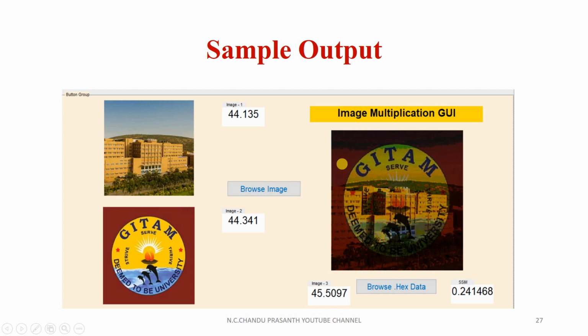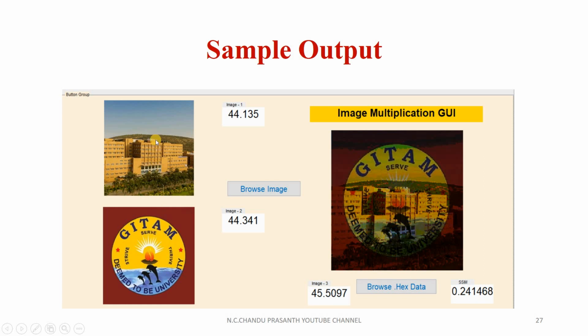So here I am showing one sample output, how the image multiplication can be done and how we are computing the parameters. Observe here. I am considering two images. Any images you can consider. Here I am considering two images of the same height and width.